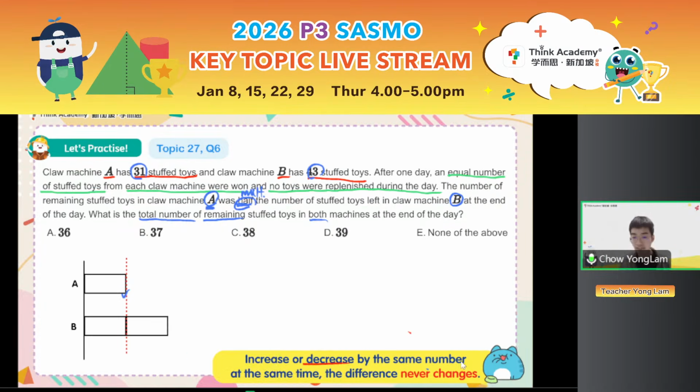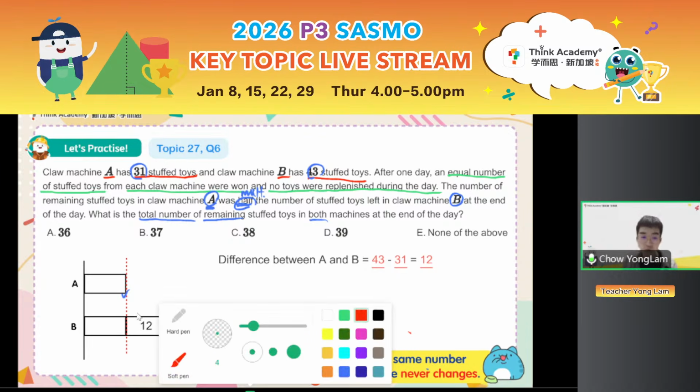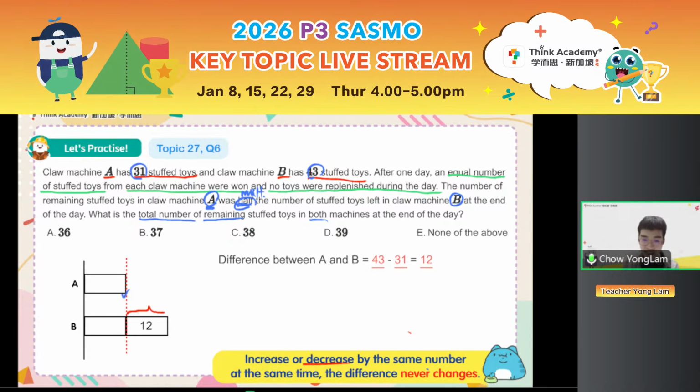at the same time, the difference will never ever change. That means the difference at the end is the same as the difference at first. What is the difference? It's the same as the difference at the start, right? So it's 43 minus 31, which is 12. So that means the difference over here, right? The extra part in B is 12. B has 12 more at first. B will also have 12 more at the end.